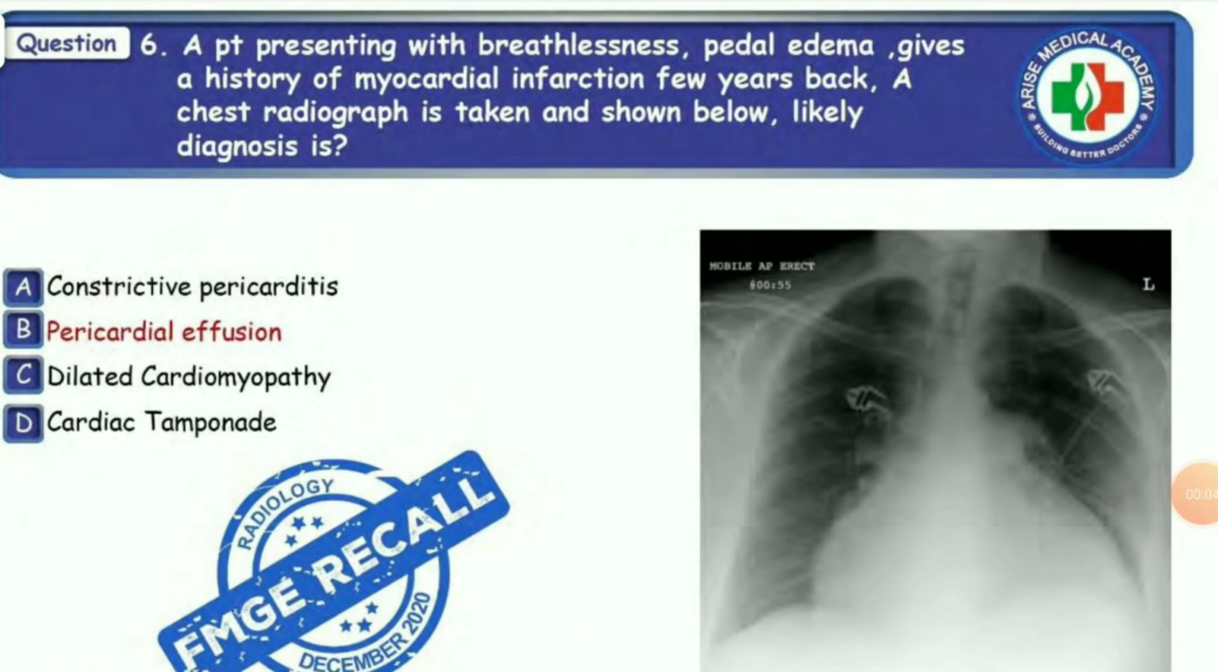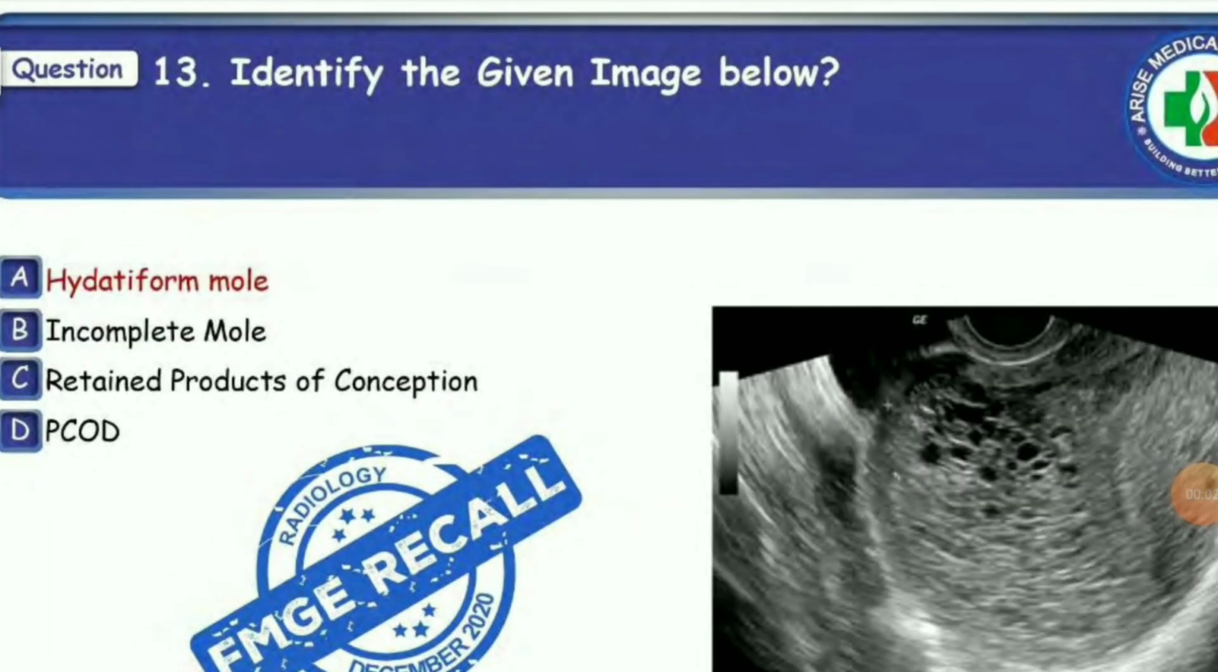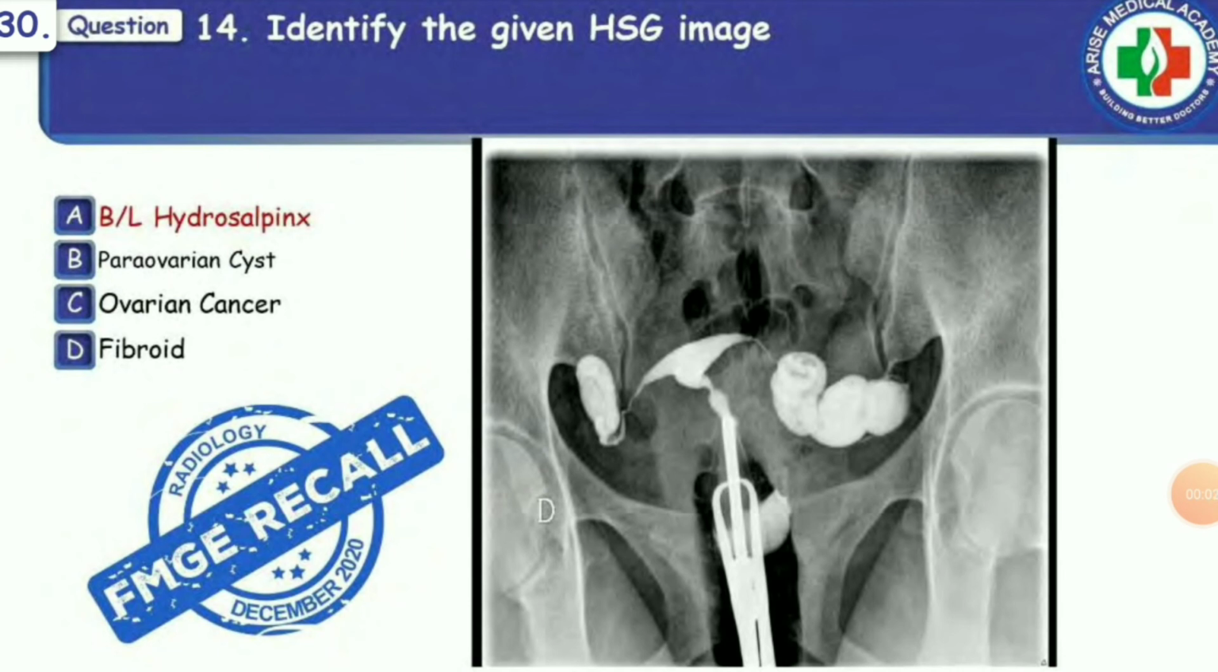Next question, a patient presenting with breathlessness and pedal edema gives a history of myocardial infarction a few years back. A chest radiograph is taken and shown below. Likely diagnosis is pericardial effusion. Next question, identify the given image below. The answer is hydatidiform mole. Identify the image. The answer is bilateral hydrosalpinx.